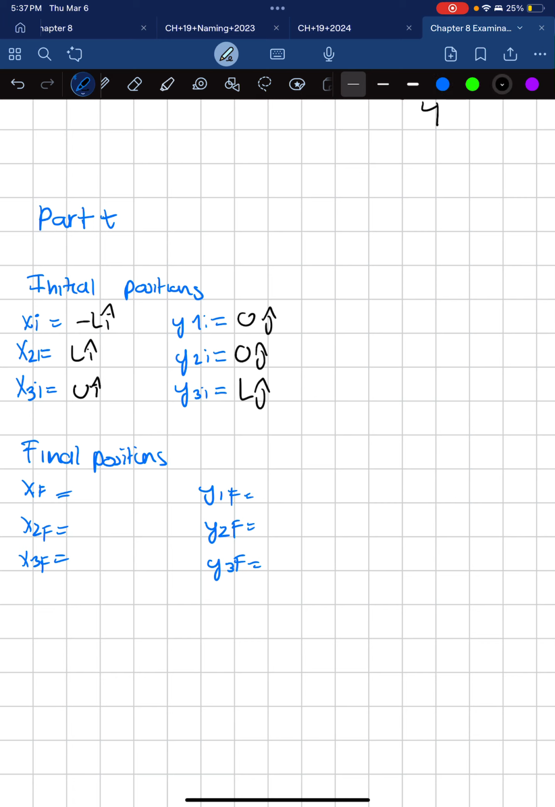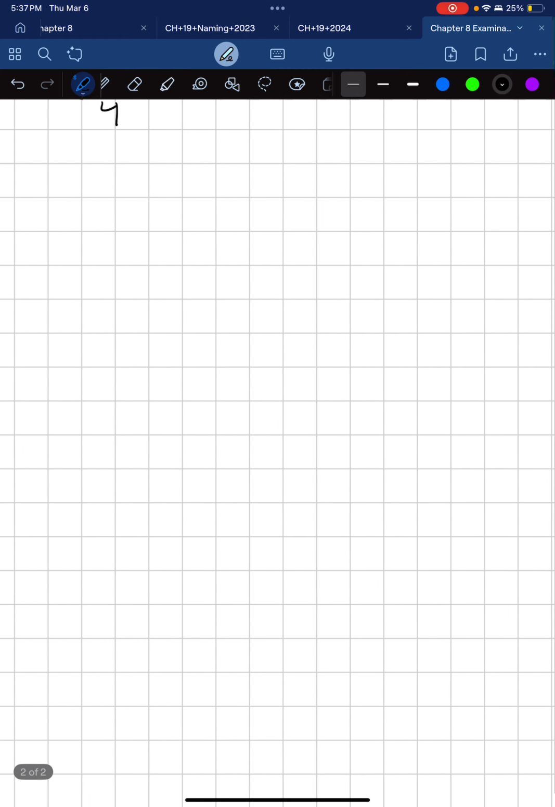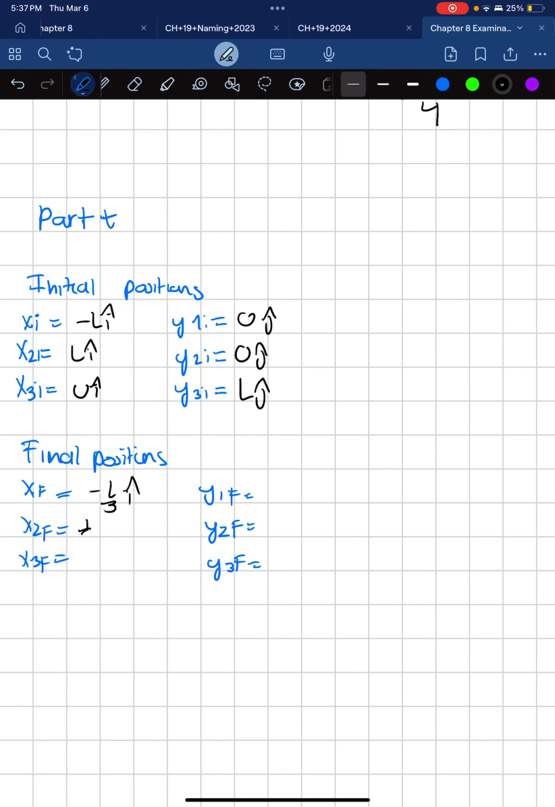Okay, so let me go ahead and put those down. For this one, it was L over 3, negative L over 3 I had, then 1.5 I had, then X I had. For the Y, we have L over 4 J hat, then we have negative L J hat, and then Y J hat.